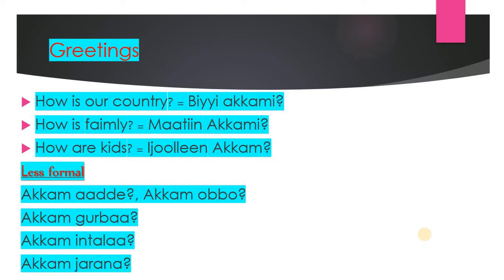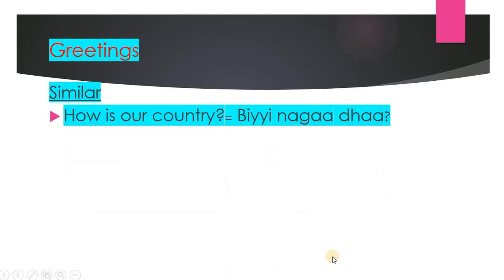Akkam jarana is also for the plural, as I said earlier. When two friends stand together and another friend comes, they say akkam jarana, maal hojjettu jarana, maal jettu jarana. In the less formal way, greetings can be in a friend setting. These less formal greetings are for friends who are very close to each other. Okay, I think other similar ones I already said.